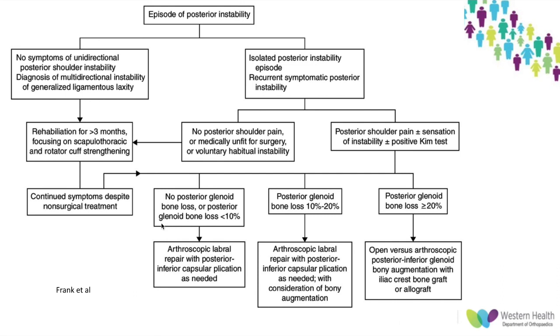So with minimal bone loss, they undergo an arthroscopic labral repair with posterior inferior capsule plication as needed. With moderate bone loss, it's again done arthroscopically, but they consider a bony augmentation. And in those with 20% or more bone loss, they'll consider an open procedure and they will do a bony augmentation with an iliac crest bone graft or an allograft.